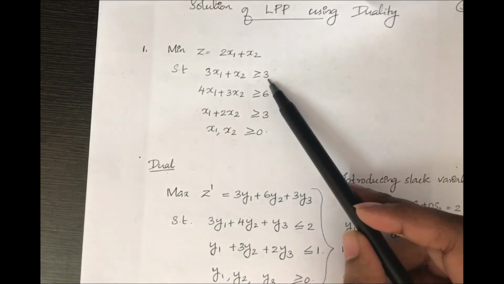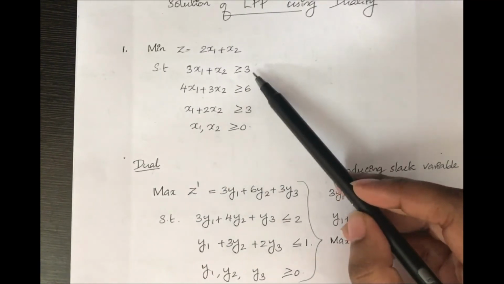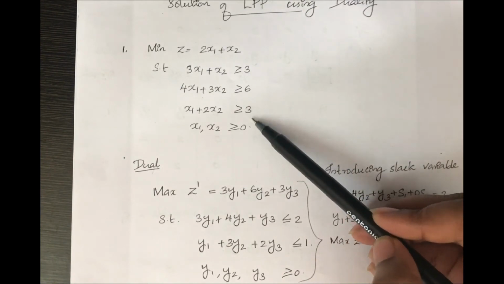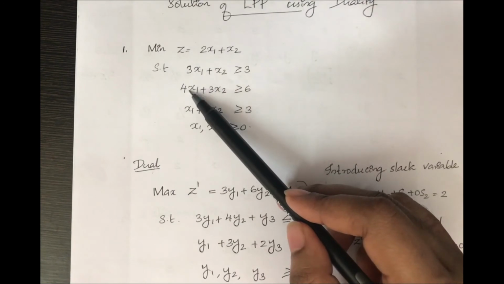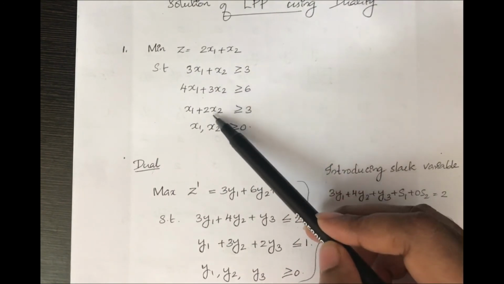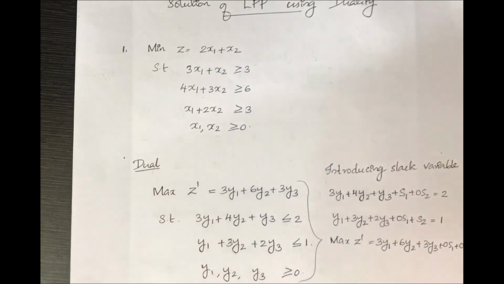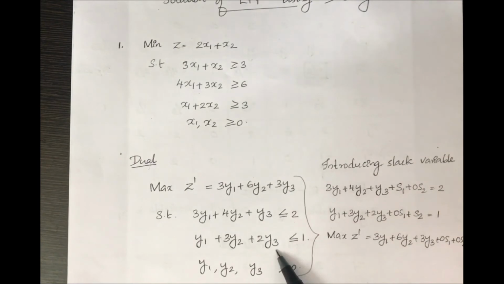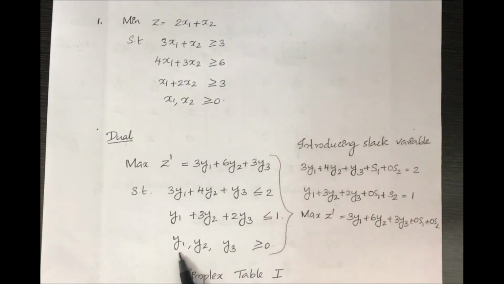Dual is maximize, minimization becomes maximization. Maximize 3y1 plus 6y2 plus 3y3 subject to 3y1 plus 4y2 plus y3 less than or equal to 2, y1 plus 3y2 plus 2y3 less than or equal to 1. Now our constraints become 2, from 3 it reduces to 2. Now y1, y2, y3 greater than or equal to 0.